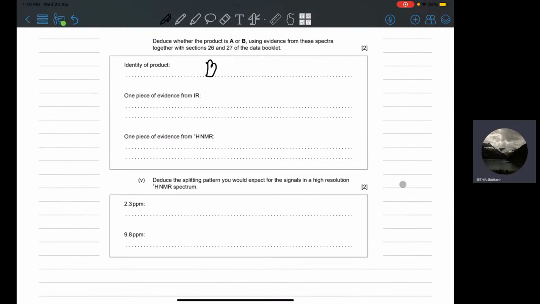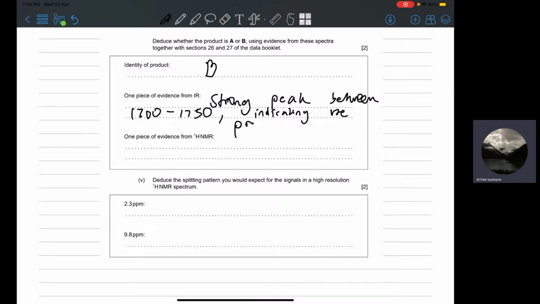So if I was to summarize that, I would just say strong peak between 1,700 and 1,750, indicating the presence of C double bond O. Now, this is really a shorter answer. In the exam, I would encourage you to word this slightly better. I've just gone and done it the short way.